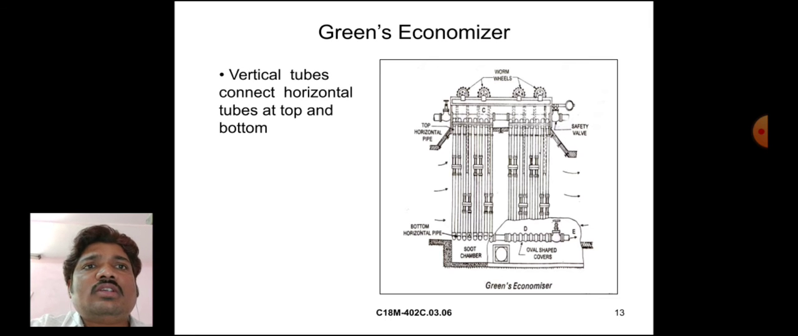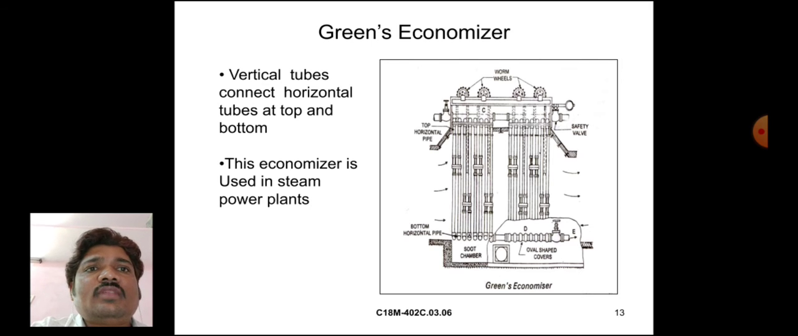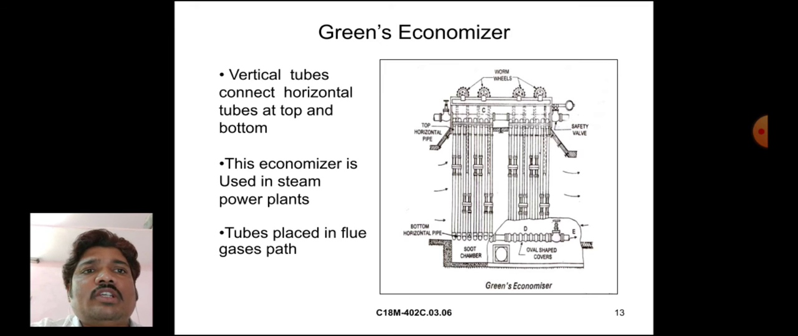Vertical tubes connect the horizontal tubes at top and bottom. The green economizer is used in steam power plants. Tubes are placed in the flue gases path.